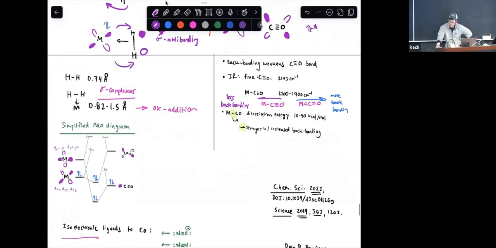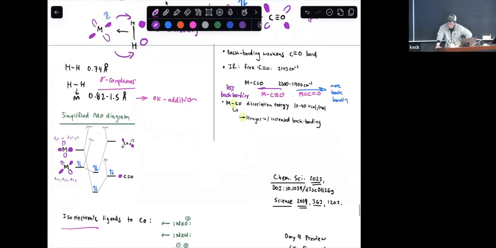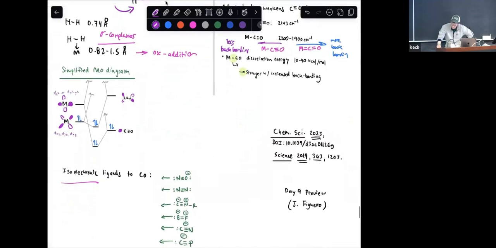And the dissociation energy of a bound carbonyl, you can imagine, varies greatly depending on the extent of back bonding. So of course, when the metal ligand bond has more double bond character, it requires more energy to dissociate it.